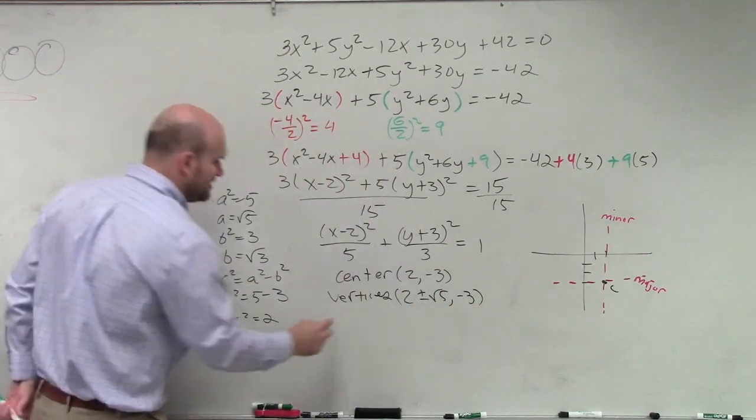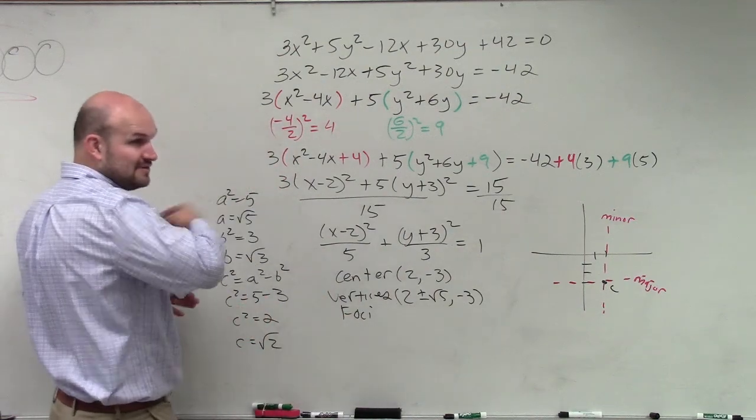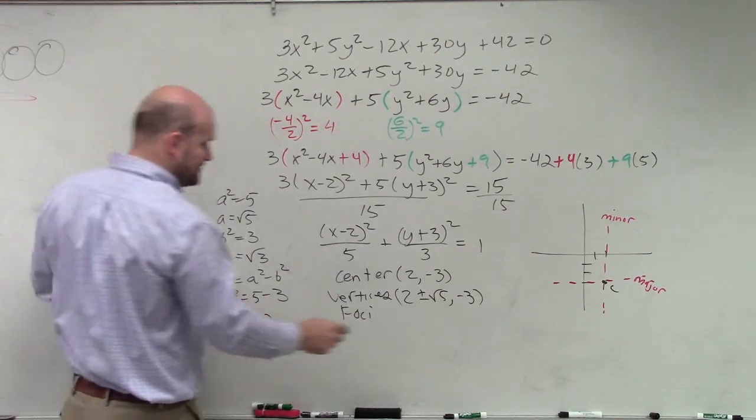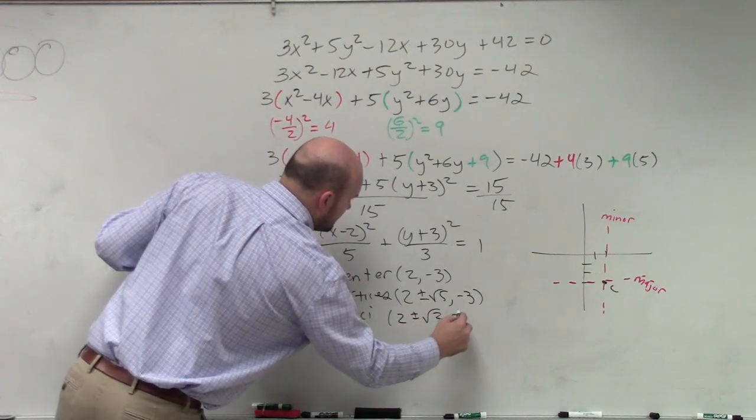Let's just do the foci next anyways, since the foci is the same thing. Foci is going left and right as well. Foci is square root of 2. So I'm going to do the same thing, just do it with the square root of 2.